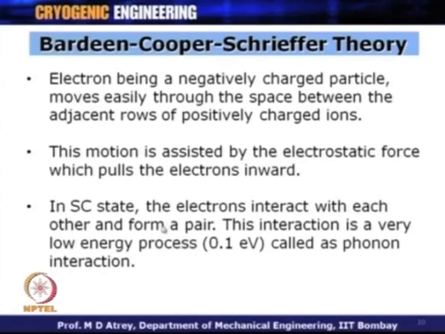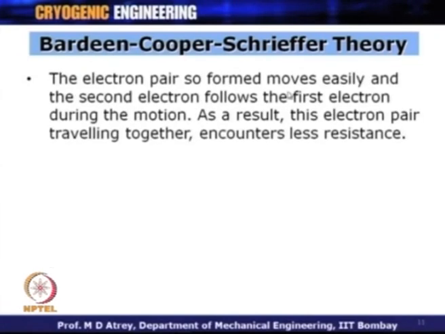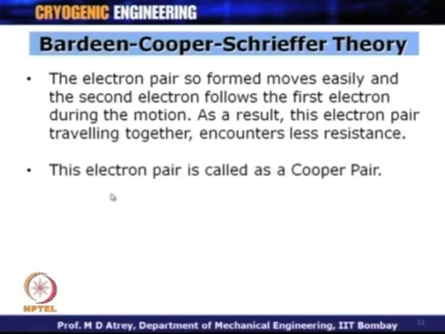So, as soon as the electrons form a pair, the motion of the electrons is favored. The motion of the electrons is now more and more conducting. The electron pair so formed moves easily, and the second electron follows the first electron during the motion. As I said, one of the electrons will pull the other electron, and this results in increased motion of electrons. As a result, this electron pair traveling together encounters less resistance. This electron pair is called a Cooper pair.